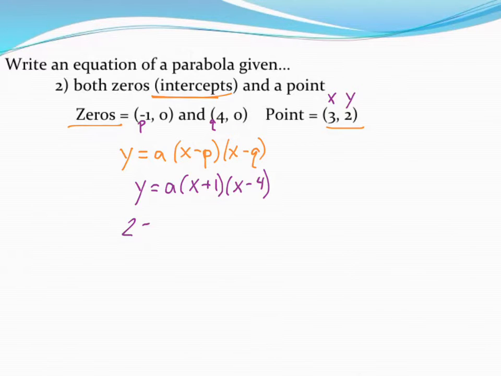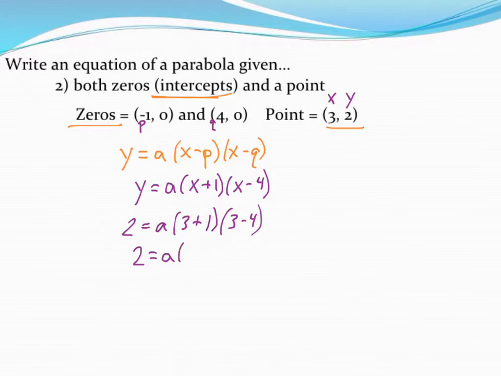So y is 2. A is, again, that variable we don't know. And then x is 3. And in fact, both x's are 3. So replace both x's with that 3. And we have this equation we now need to solve for a, which we can do because there's only one variable in it. So let's follow order of operations and just simplify what's in the parentheses first. Don't try to overcomplicate this with FOIL or distribute, just simplify in the parentheses.